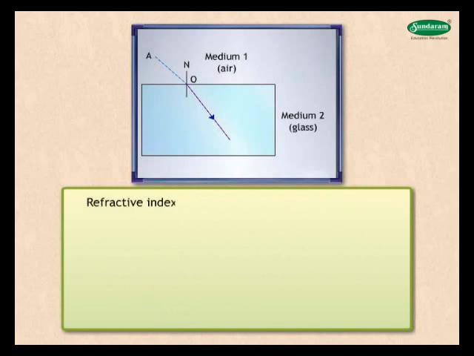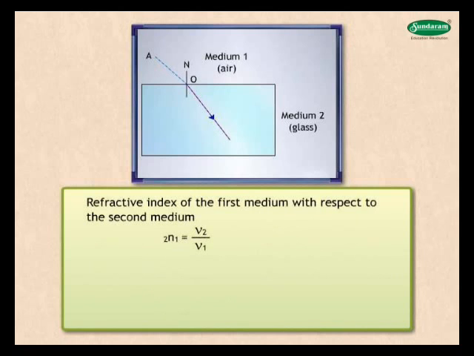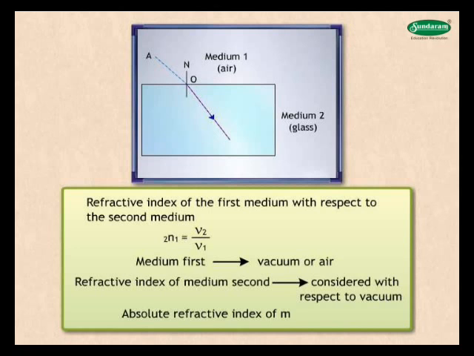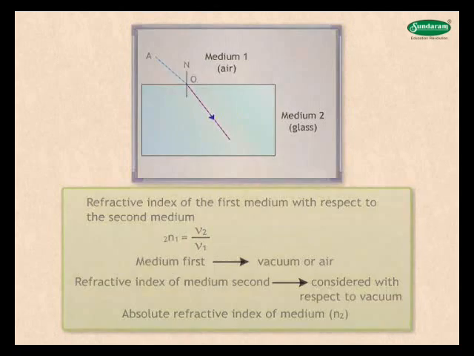Similarly, the refractive index of the first medium with respect to the second medium is given in this way. If the first medium is vacuum or air, then the refractive index of the second medium is considered with respect to vacuum. It is the absolute refractive index of the medium and is represented as n2.